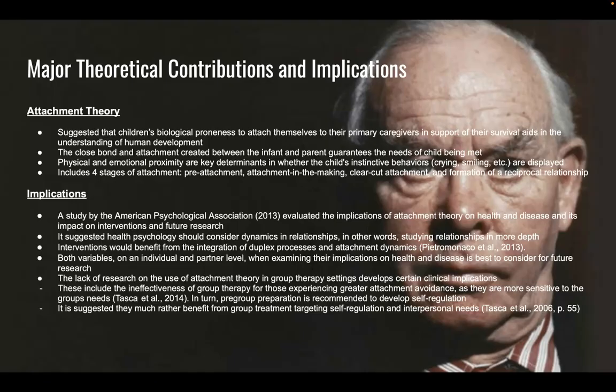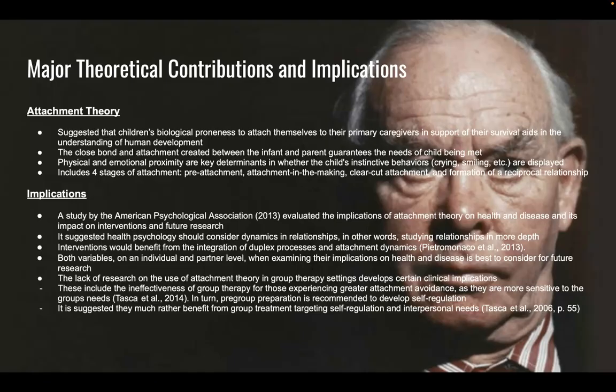are displayed. He included 4 stages of attachment in his attachment theory: pre-attachment, attachment in the making, clear-cut attachment, and formation of a reciprocal relationship. Pre-attachment, in specific, begins from birth to 6 months, in which the child engages in behaviors such as crying and smiling to attract their caregivers.